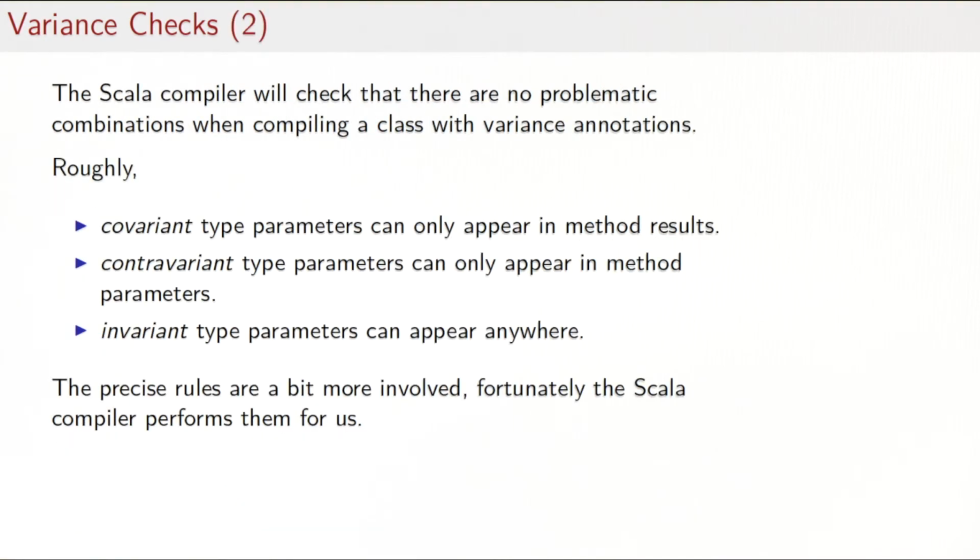The Scala compiler will actually check that there are no problematic combinations when compiling a class with variant annotations. Roughly what it will do is let covariant type parameters only appear in method results. Contravariant type parameters can only appear in method parameters, and non-variant or invariant type parameters can appear anywhere. The precise rules are a bit more involved, but fortunately the Scala compiler will perform them for us, so we don't need to memorize them all.